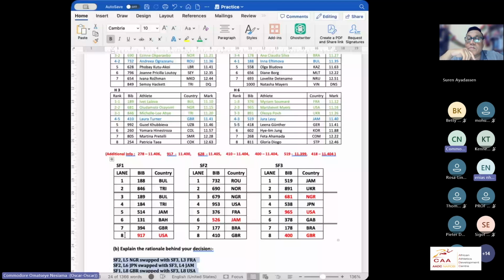Now, I haven't done the zigzag. We have to place them in that format. Oscar, is somebody who has put a hand up? Okay, I can't see anybody because my screens are all full.